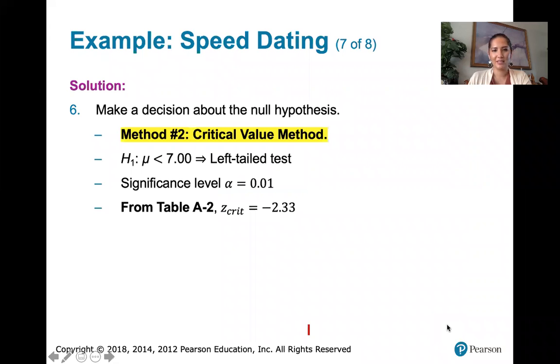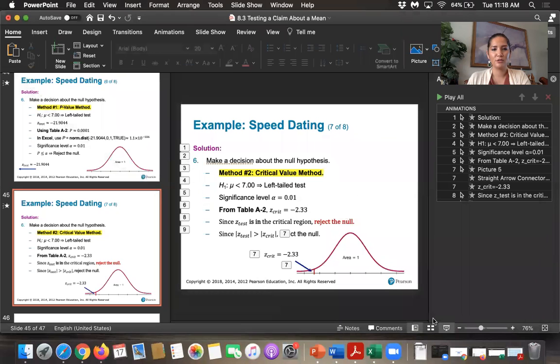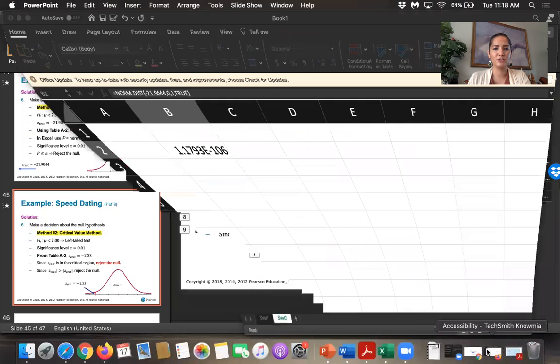So that's what we get using table A2. Or if you wanted to, you could use Excel. Let's go to Excel and show how we get that now.